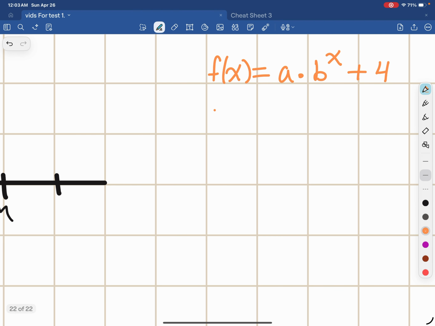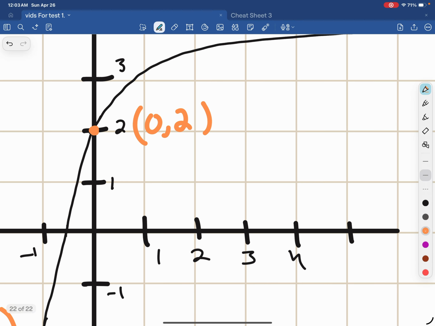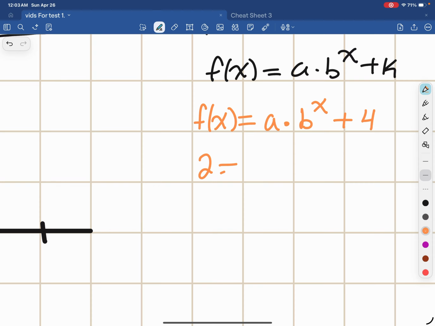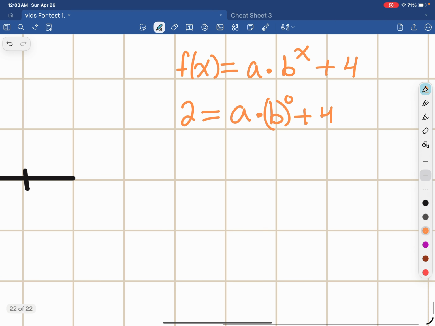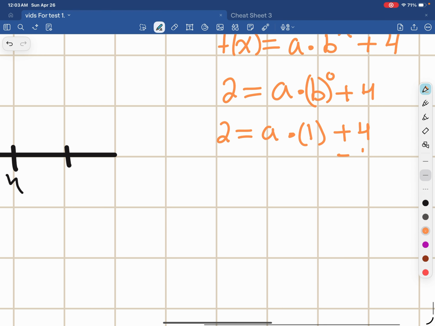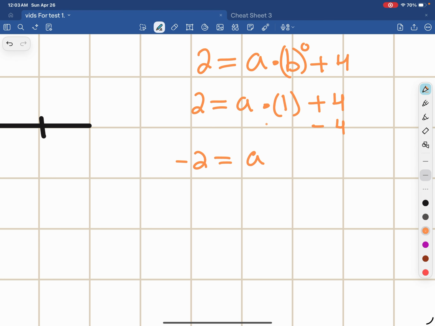So that's the tactic we're going to use. We can do f of x would actually be 2 in this situation. So that's the y value. 2 is equal to a times b to the 0 plus 4. And then we would solve like normal. So we have 2 equal to a times 1 plus 4, minus 4 on this side. And we should get -2 is equal to a, because a times 1 would just be a. So we know our a value now.